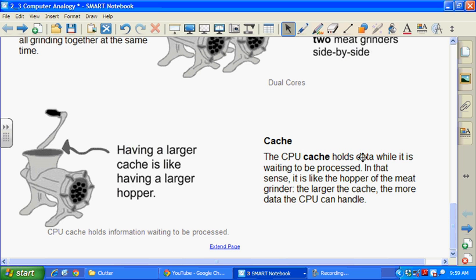The CPU cache holds data while it is waiting to be processed. In that sense, it's like the hopper of the meat grinder. The larger the cache, the more data the CPU can handle. So the CPU is the grinder itself inside. And that's it as far as the analogy is concerned.